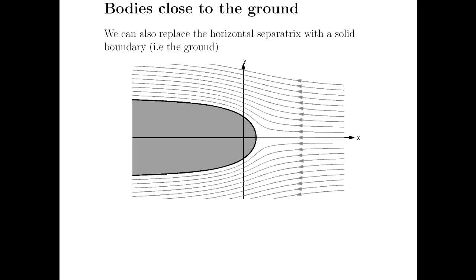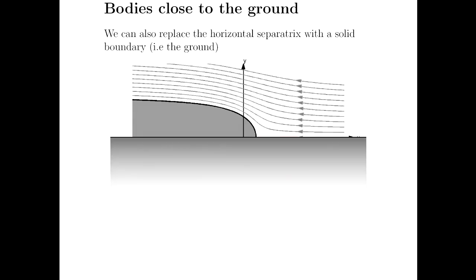All right, so back to our half Rankine body. We can replace our horizontal separatrix with also a solid boundary. So remember this horizontal line along the x-axis is also our separatrix, and I can replace it with a solid boundary. And this flow kind of models a flow over a cliff, or a flow over the front of a car, depending on how you see it.